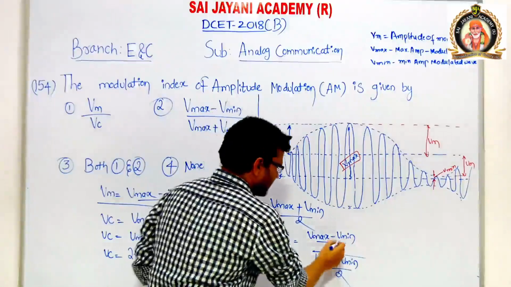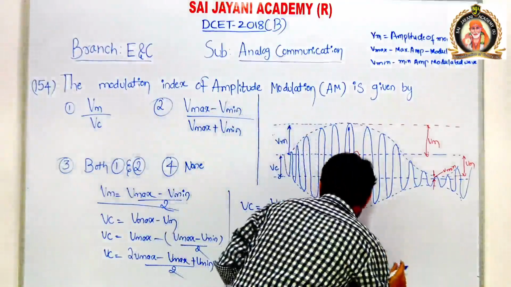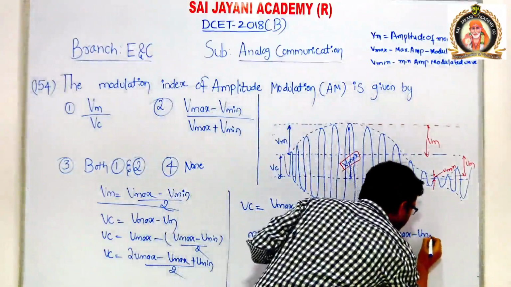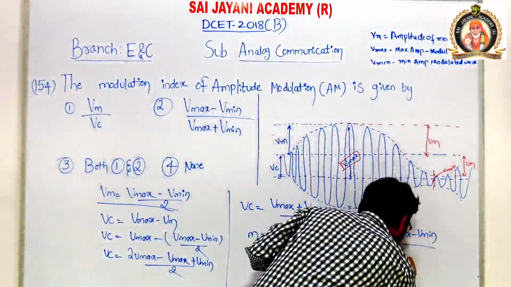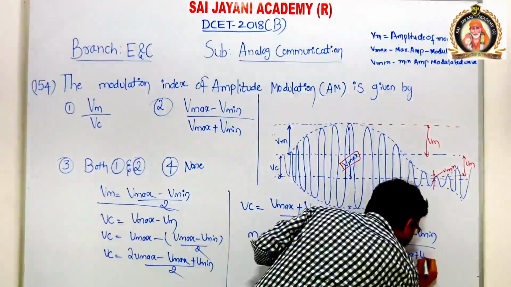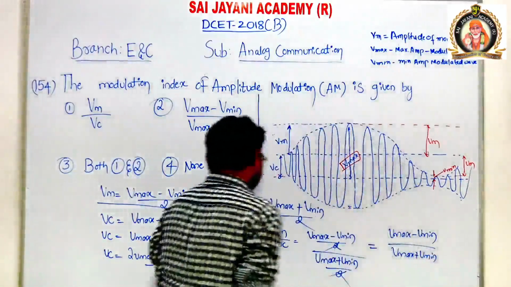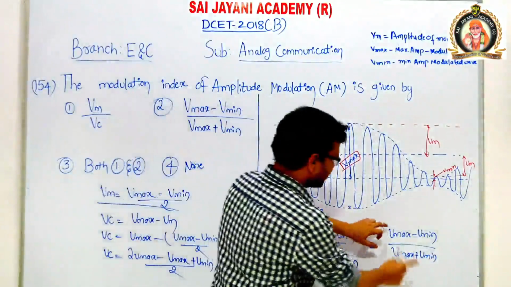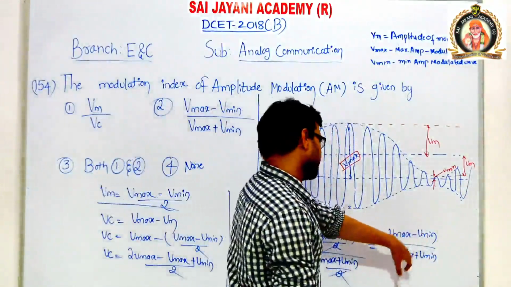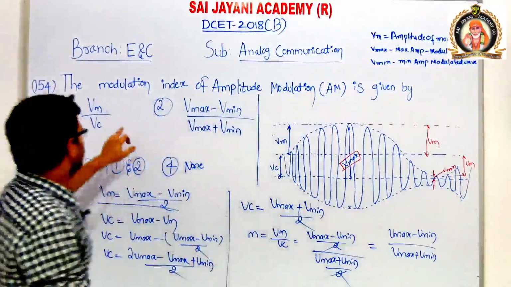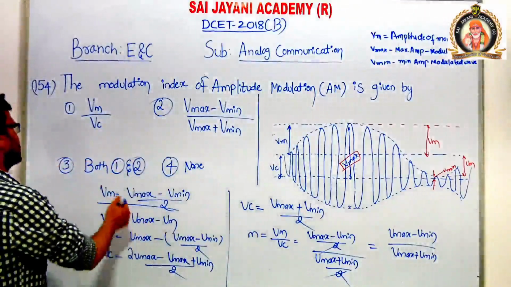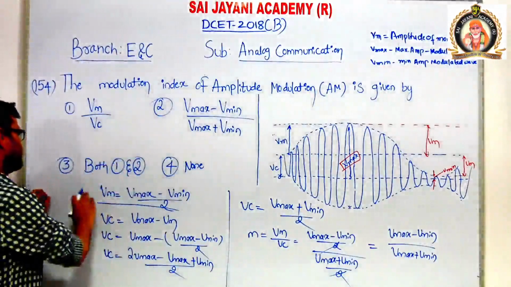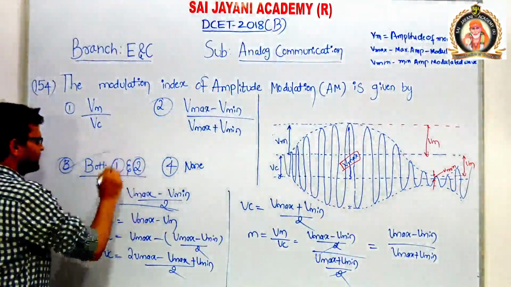The two 2s cancel out. The remaining equation is Vmax minus Vmin divided by Vmax plus Vmin. So the modulation index m can also be represented in Vmax and Vmin form. So from the given options, both option number 1 and 2 are correct. So the third option, both 1 and 2, is the right option.